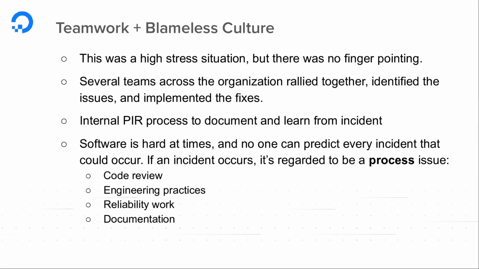At the end of the day, what I learned from this is that software is hard at times, and no one can predict every incident that could occur. If an incident does occur, it should be regarded as a process issue, meaning that there is likely some improvement in code review or engineering practices that needs to be made. Reliability work needs to be more prioritized. And also documentation should likely be improved upon.